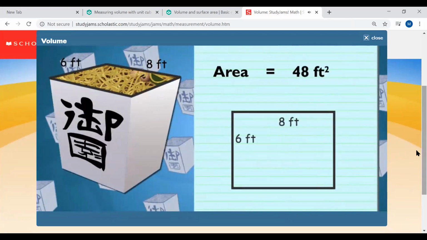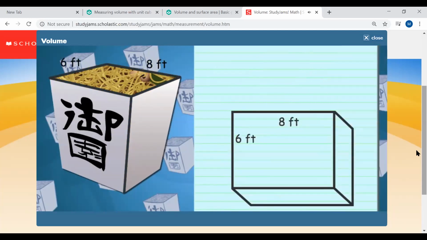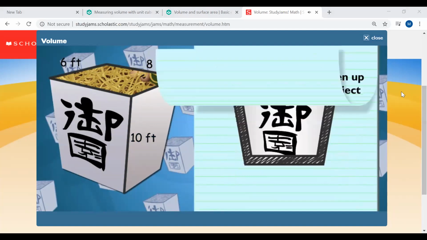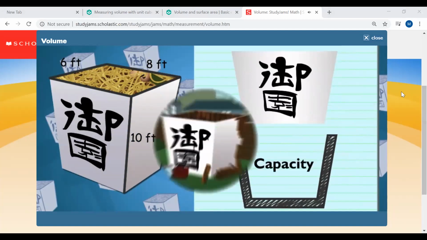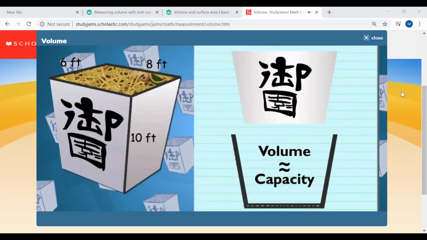Well, area's fine when you have a flat surface, but that box has 3 dimensions: length, width, and height. So let's add the rest of the box to your drawing. Okay. How tall is it? 10 feet. Great. Now we can figure out the volume, the amount of space taken up by the whole box. Don't I need to know how much space is inside? Yeah, the volume of the space inside of the box is called the capacity. But since the walls are so thin, the volume and capacity of the box are close enough.